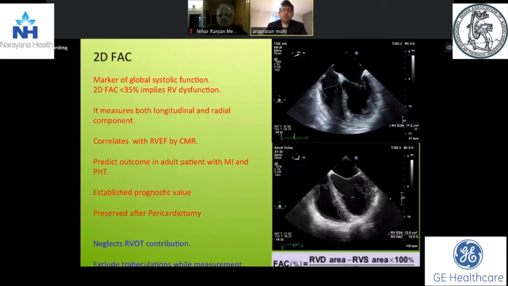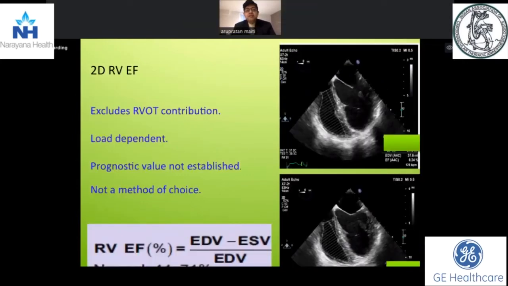It measures both longitudinal and radial components. It correlates very well with CMR. It can predict outcome, and it has established prognostic value. And most importantly, it is preserved after pericardiotomy. So it's a valid parameter after cardiopulmonary bypass, after cardiac surgery. But it neglects the RVOT contribution, and be cautious while you are doing this, and exclude the trabeculations while measuring this.